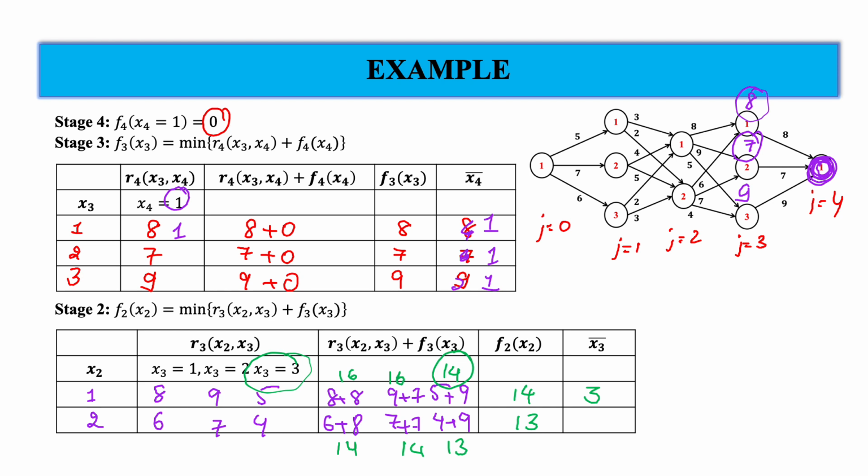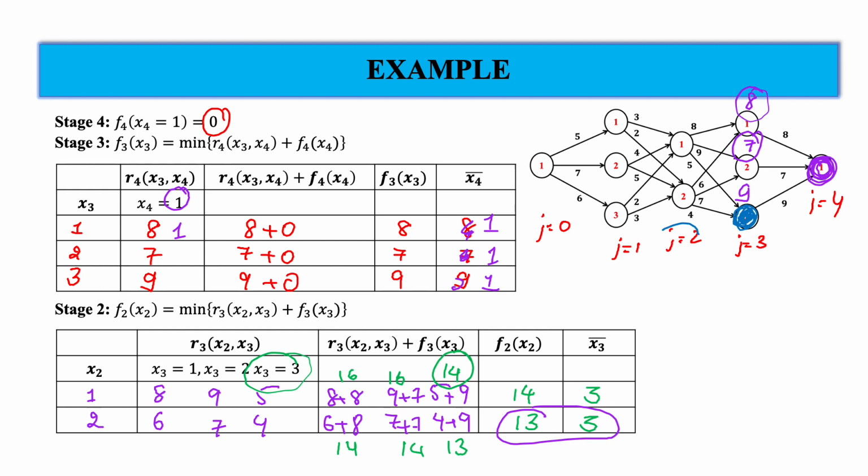Here, where are we getting it? We are getting it at x3 equals 3. So the minimum we are getting is 13, which is at x3 equals 3. So which one is your minimum? Optimal solution. The optimal solution is 3. Okay, so these two nodes are optimal.